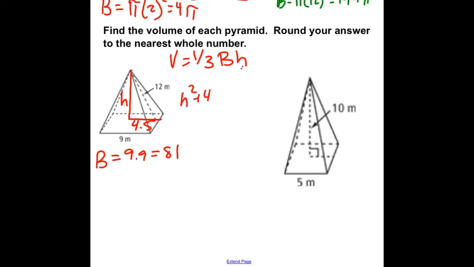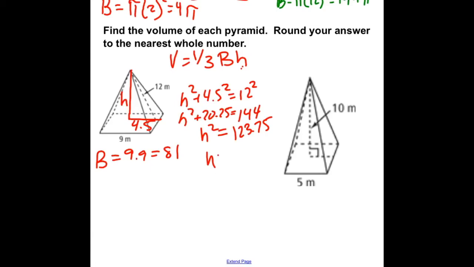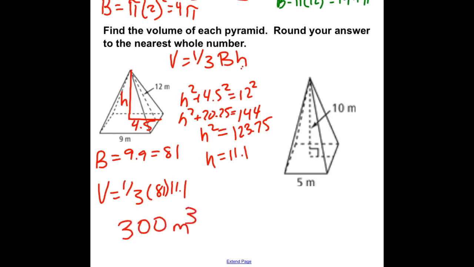I go h squared plus 4.5 squared equals 12 squared. I get 144 for 12 squared. For 4.5 squared, I get 20.25. H squared then equals 123.75, and I end up getting H to be about 11.1. So I can now go plug that in. I go volume equals 1/3, the base, 81, times the height, 11.1. And I get the volume to be 299.7, which rounds to 300 meters cubed.